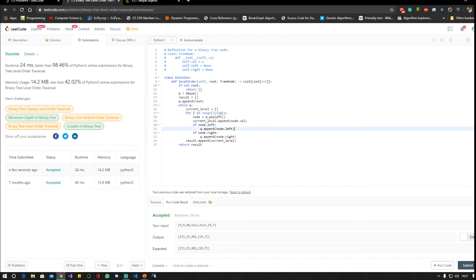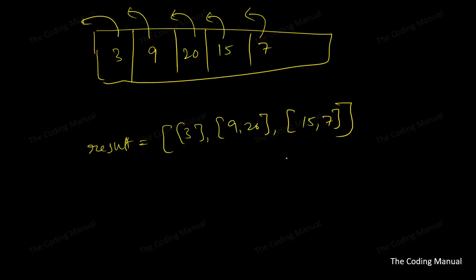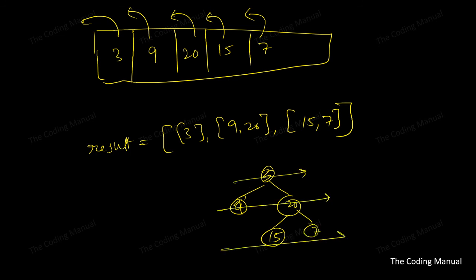Okay, so that's all. I think this was very easy, and this was the BFS style, breadth first search. What happens is we traverse on the width level, so this and then this and then this.